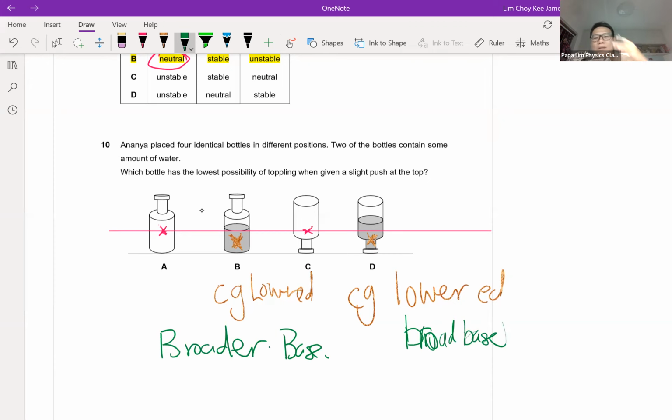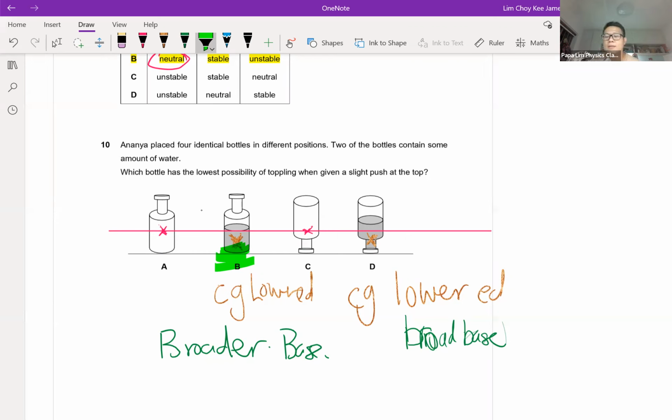So even though you might assume that for both B and D the CG gets lowered to the same degree, because B has a confirmed broader base than D, B will be much more stable. Altogether, it will be the most stable among all these four options.